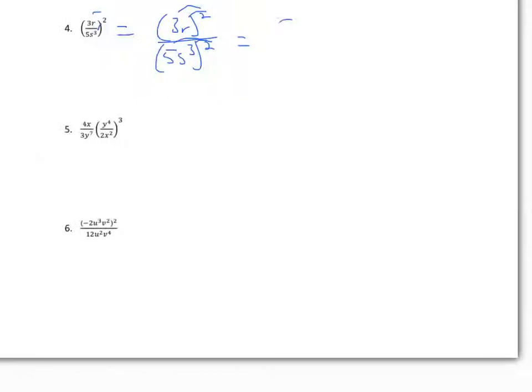Okay, so on top you're going to have 9r squared. On bottom you're going to have 25s to the 6th. Remember, power to a power is multiplied. Okay, now you can't reduce that at all, so you're all done.